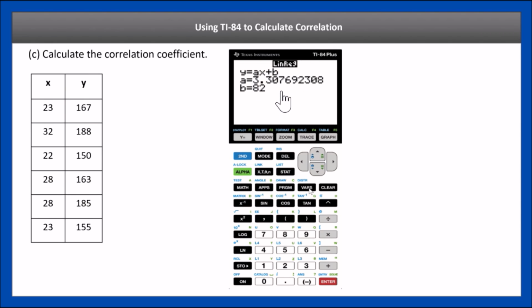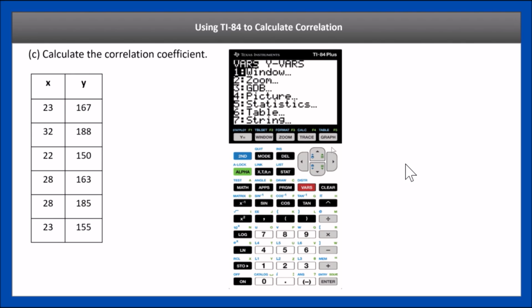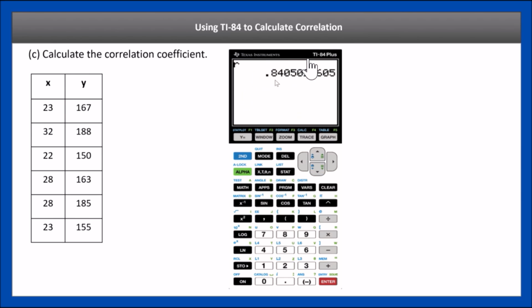All right, once we do that, we're going to go to vars. We're going to go to statistics, number 5. We're going to go to EQ for equation. We're going to go down to R, which is number 7. And then enter. And there you go, we got 0.84 for our result. Pretty close to the 0.85 that we got.